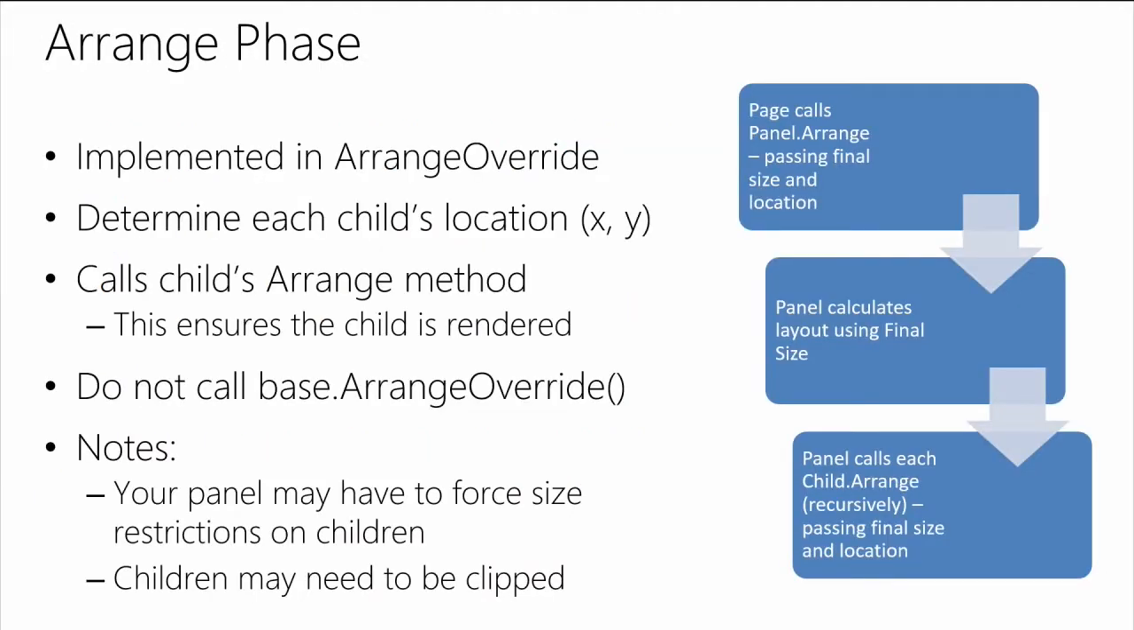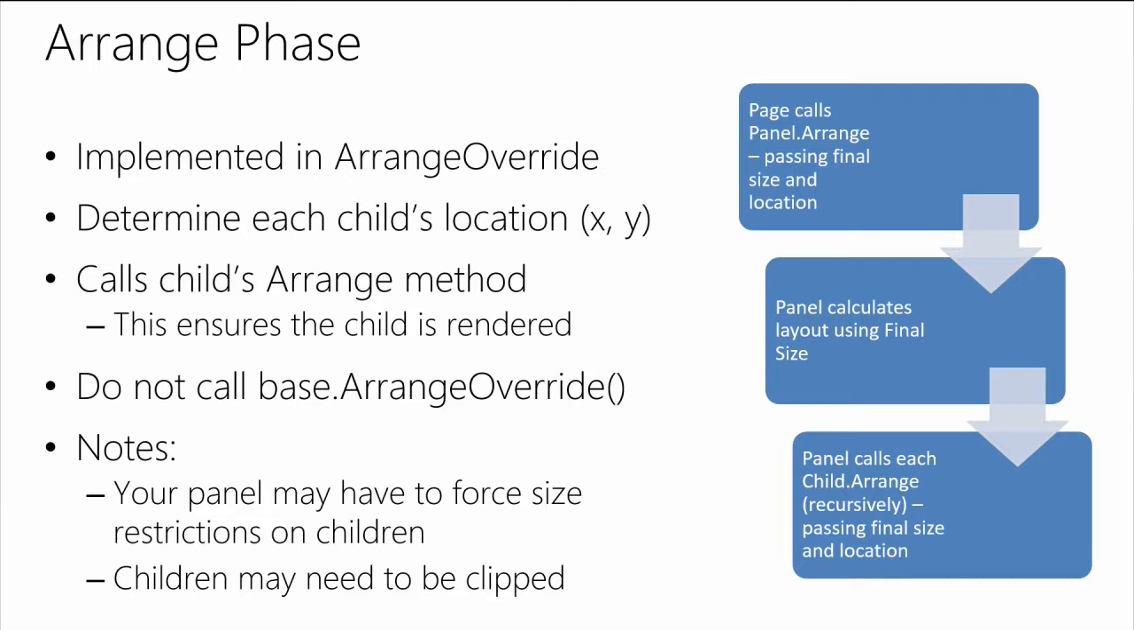The arrange phase is the next phase. And the arrange phase is when the parent is saying to the container, this is how much size you really have. And it's not really asking a question anymore. It's saying, given all of my constraints, I'm going to let you know how much space you have now. In fact, the panel then carries forward and gives that to all the children as well.